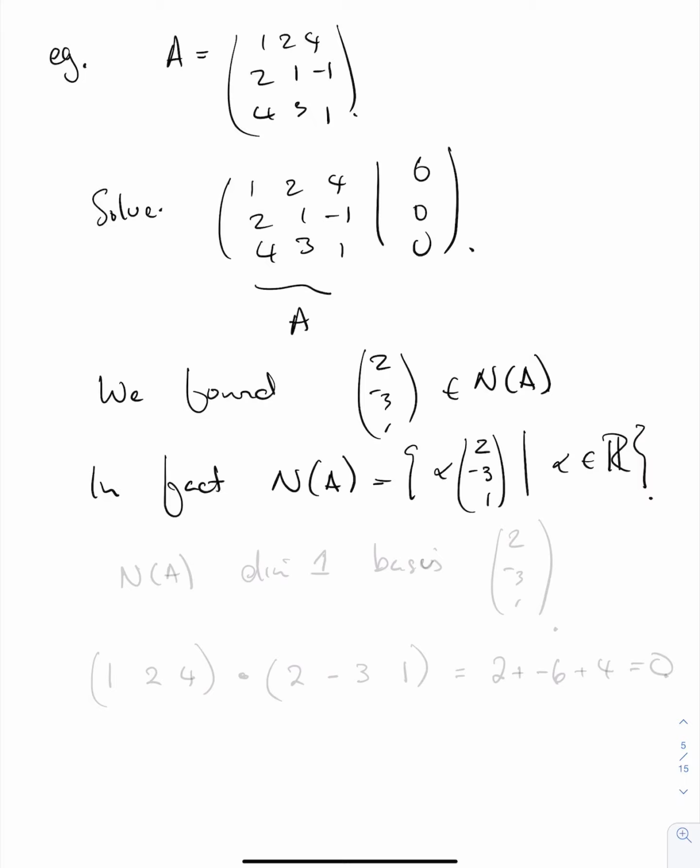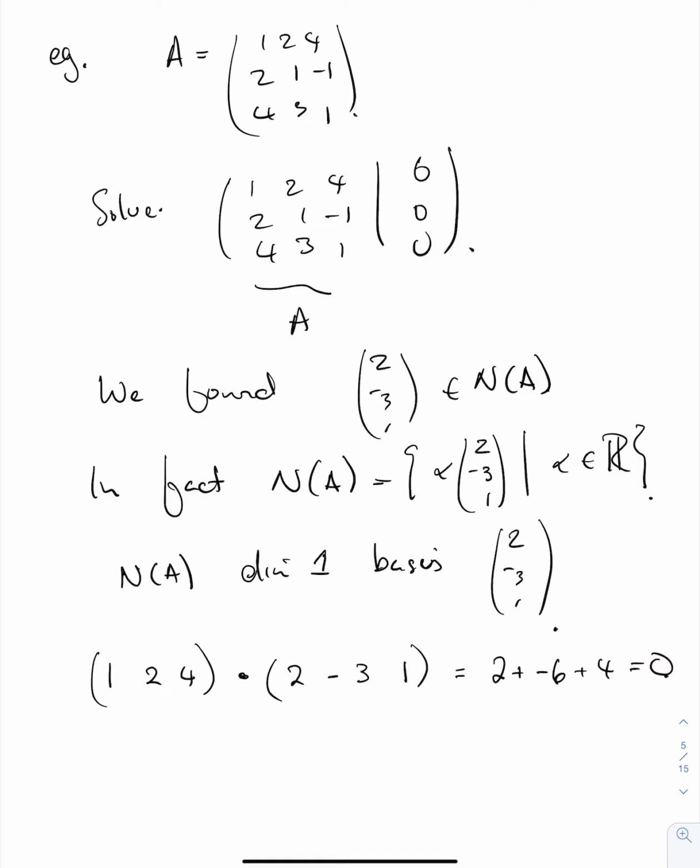So our null space has dimension 1 with basis (2, -3, 1). And you can actually test the orthogonality. Notice that (1, 2, 4), the first row, dotted with (2, -3, 1) is 1 by 2, 2 by -3, 4 by 1, which is 0.